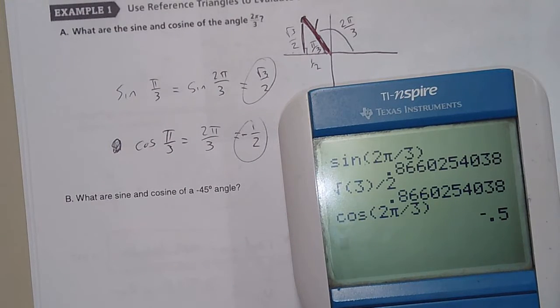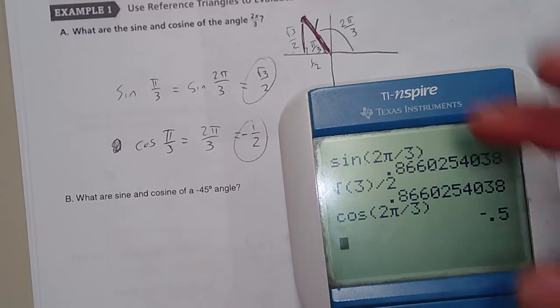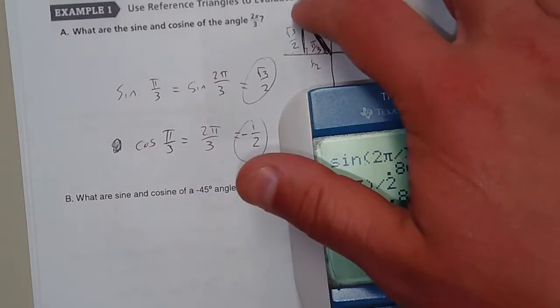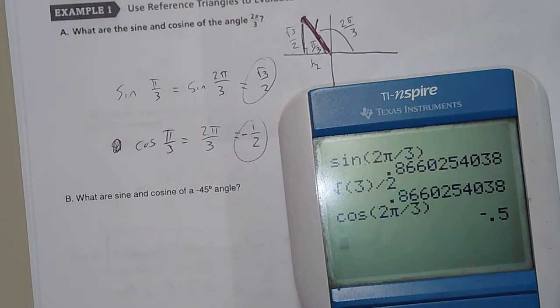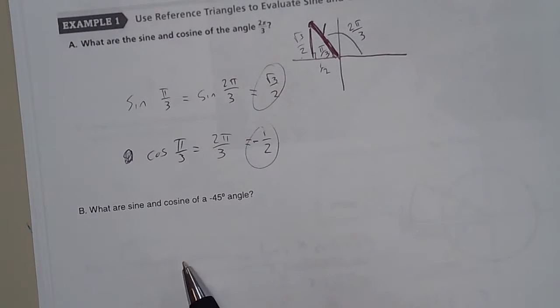So keep that in mind, though, but really try to understand this using your special right triangles and your reference triangles. It's going to pay off in the end. Trust me, in terms of understanding it. If you want to check it with this, definitely feel free. I think that's the smart move. All right, so let's look at this one.